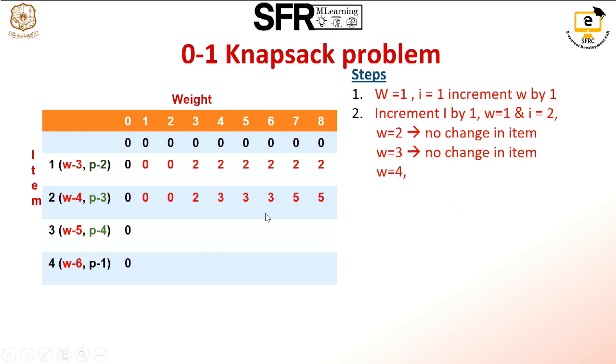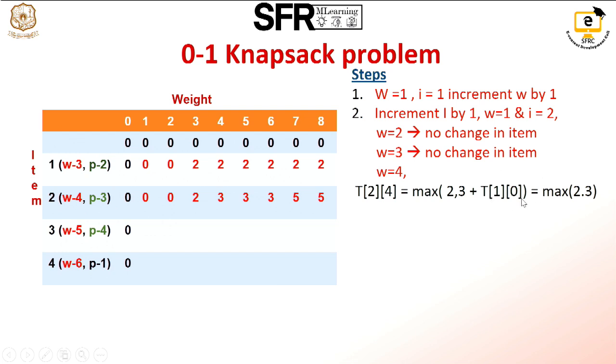Then for weight equal to 4, we have to find the maximum value to put in the cell. The cell is 2, 4, that is the second row and fourth column. Here we have to put the maximum value, that is the maximum profit. So the maximum of 2, the previous value in the column, and 3, the new value of the item, plus T of 1.